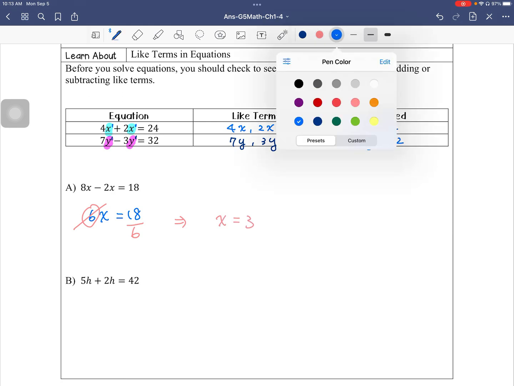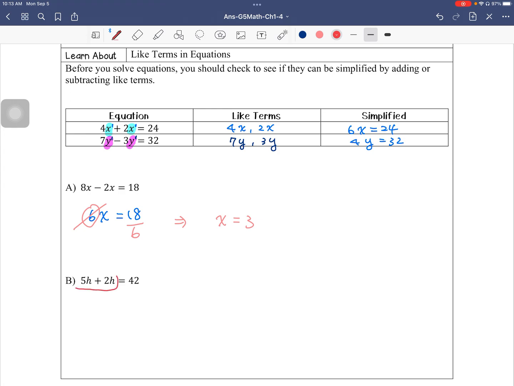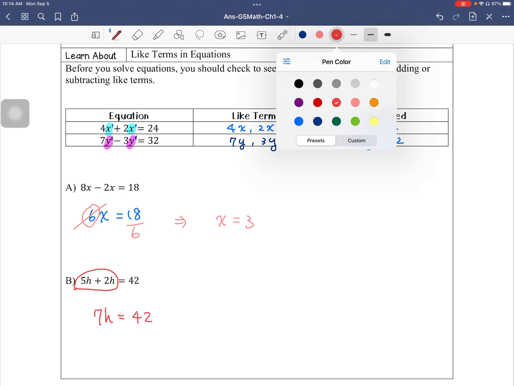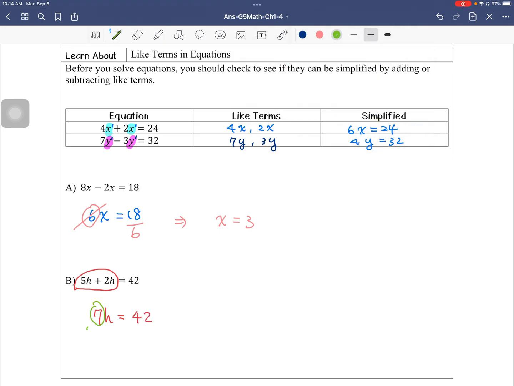And then I have 2 like terms, so 7h equals 42. Then you divide by 7, so h equals 6.